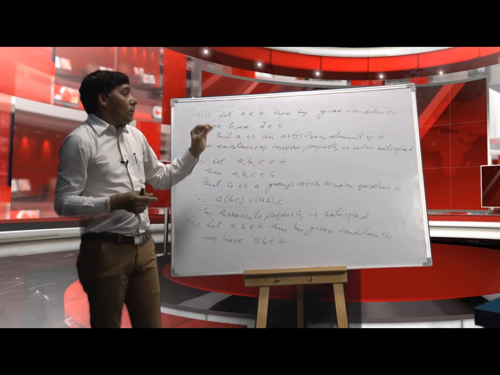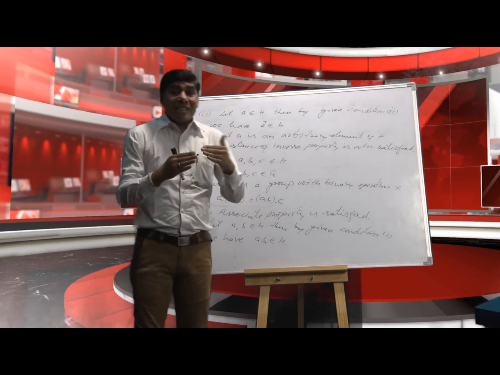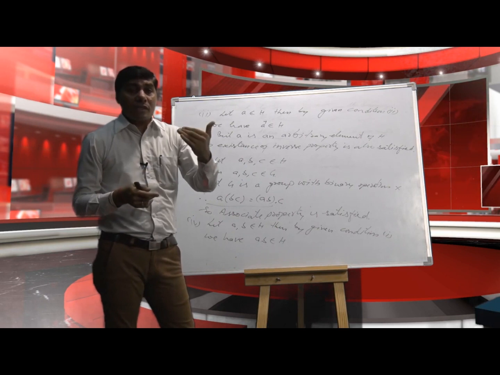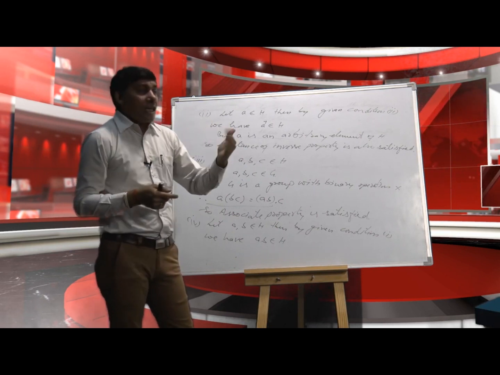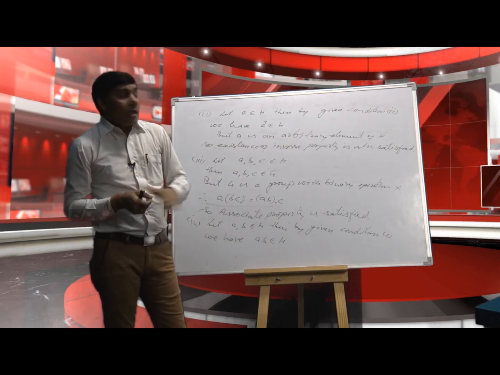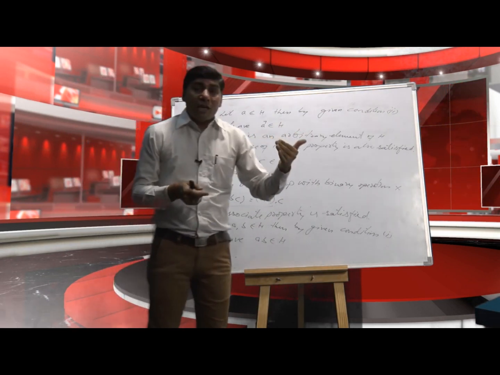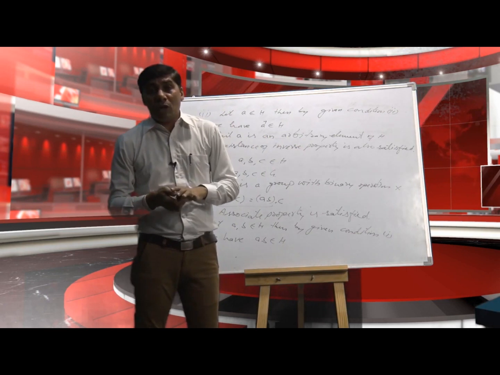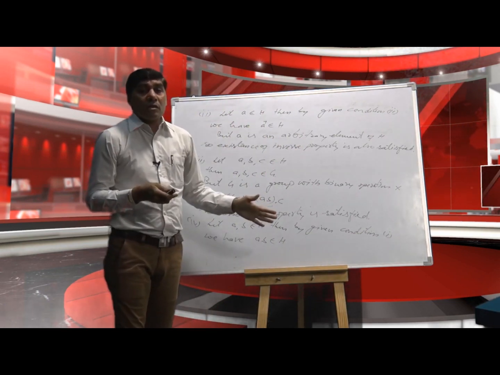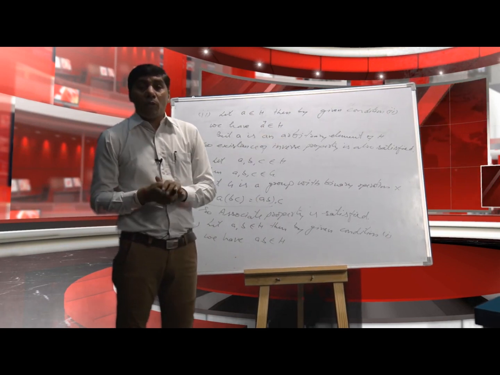So to prove that H is a subgroup of G, we need only two things. First, the closure property, that means the product of two elements of H is again in H. Second, if a belongs to H, then a inverse also belongs to H. There is no need to prove the other properties. Then H becomes a subgroup of G.